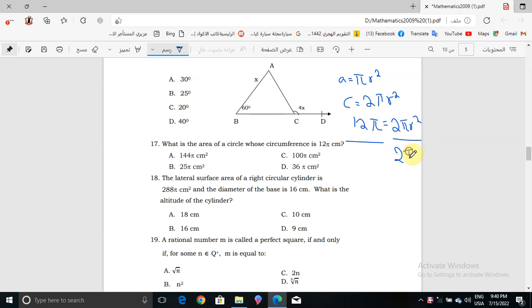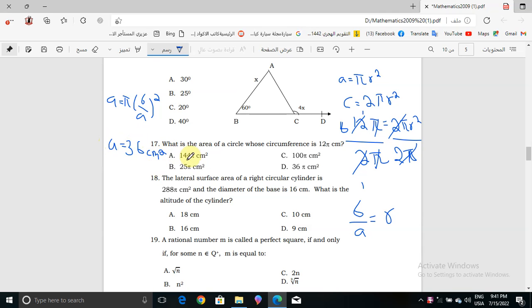Over 2 pi over 2 pi, because we need to find r. Now 2 pi with 2 pi, and pi with pi cancel, and here 12 divided by 2 will be 6. Then 6 is equal to r, right? Then A is equal to pi times, in place of r, we put 6 squared. So A is equal to 36 pi centimeter square, which is in choice D. Choice D is the correct answer for question number 17.